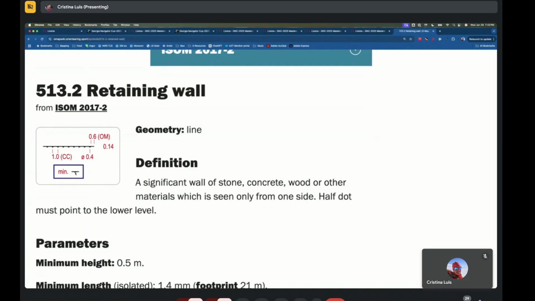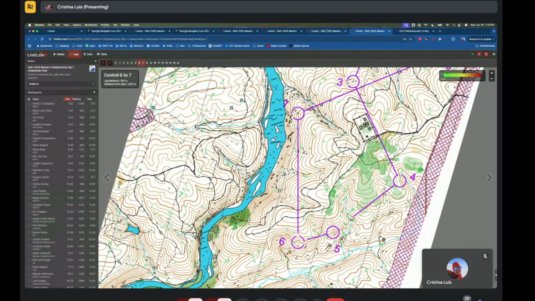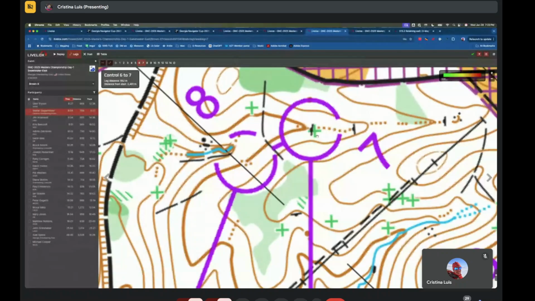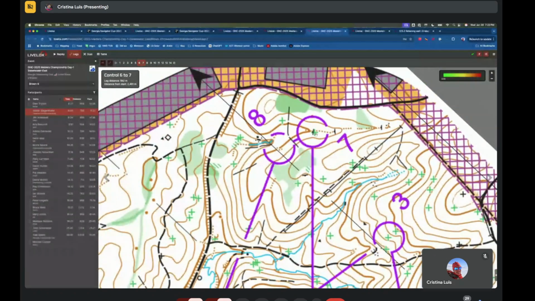The half dot points to, like cliff tags, the dot would point to the lower side. That's why it's often used for things like dams. If I zoom in, the resolution of the image isn't great, but the one to the right is pretty clear. So you can see that it's a black line and then a dot, and the dot's on the downhill side.